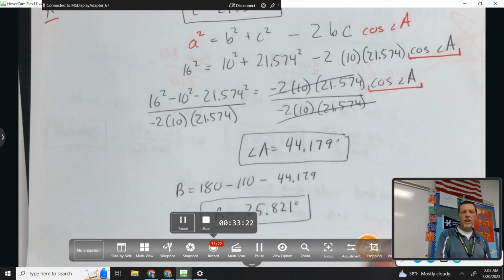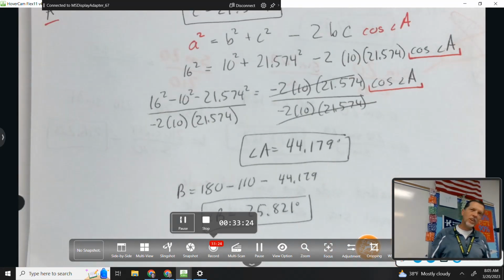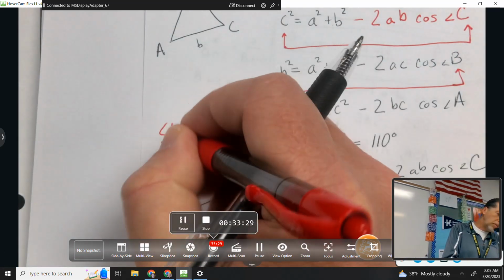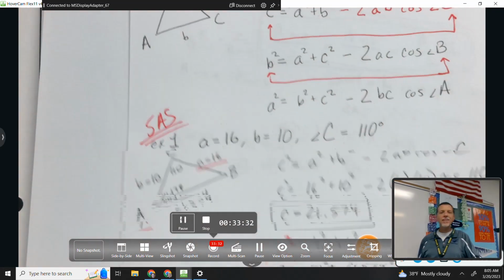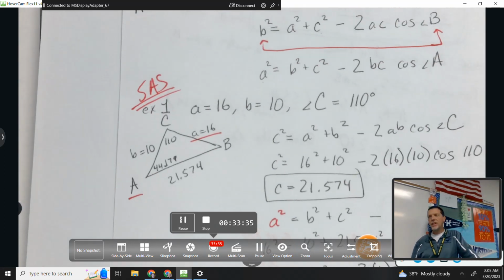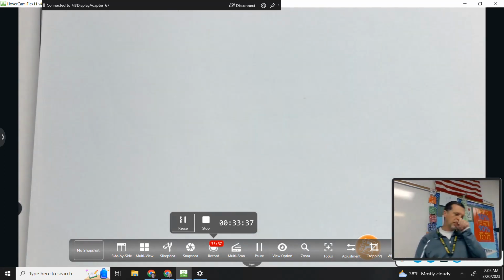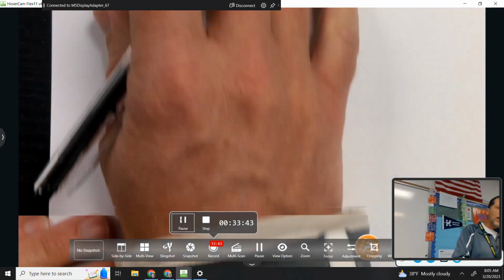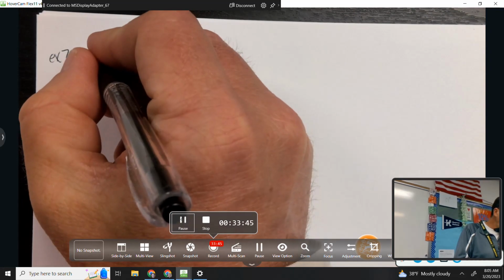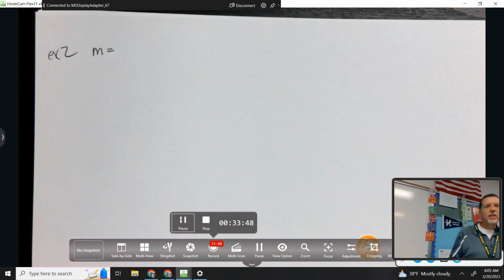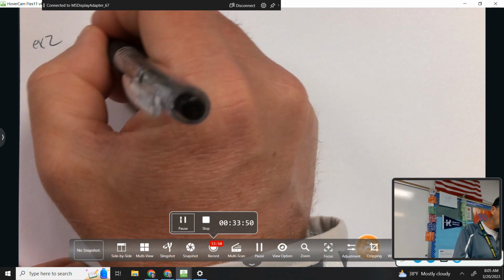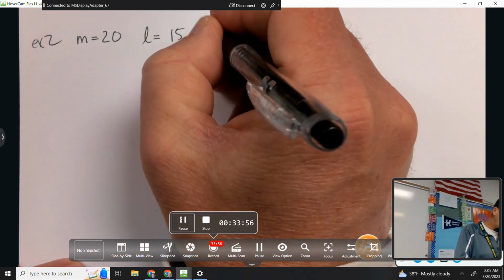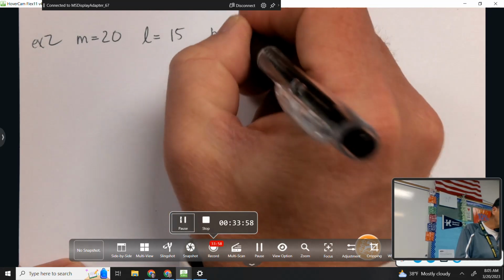All right, we need to do one more law of cosines example because there's one more. Actually, let's just peek behind the curtain. Here's why. That was an SAS problem. We need to look at an SSS problem because they work a little bit differently. So let's say side M, we'll get away from the ABC stuff, equals 20, side L equals 15, and side B equals 8.3.